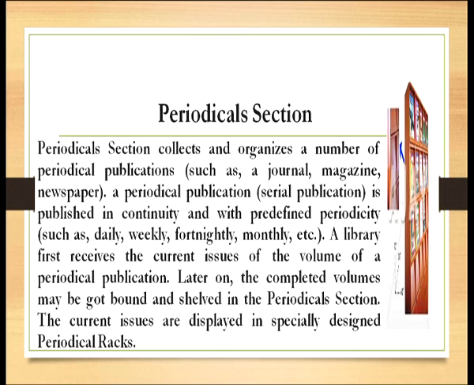So, the next section we are going to discuss is the periodical section. The periodical section collects and organizes a number of periodicals published, such as journals, magazines and newspapers. A periodical, like a serial publication, is published in continuity and with predefined periodicity such as daily, weekly, fortnightly, monthly, etc. A library first receives the current issue of the volume of a periodical publication. Later on, the completed volume may be bound and shelved in the periodical section. The current issues are displayed in specially designed periodical racks.